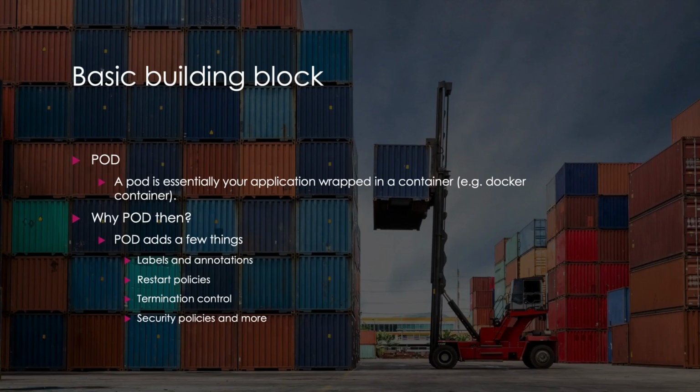The basic building block of Kubernetes is a pod. A pod is essentially an application that you put inside a container, and that container is then wrapped around a few more things, and then collectively we call it a pod. A pod adds a few things on top of the container, which is labels and annotations.